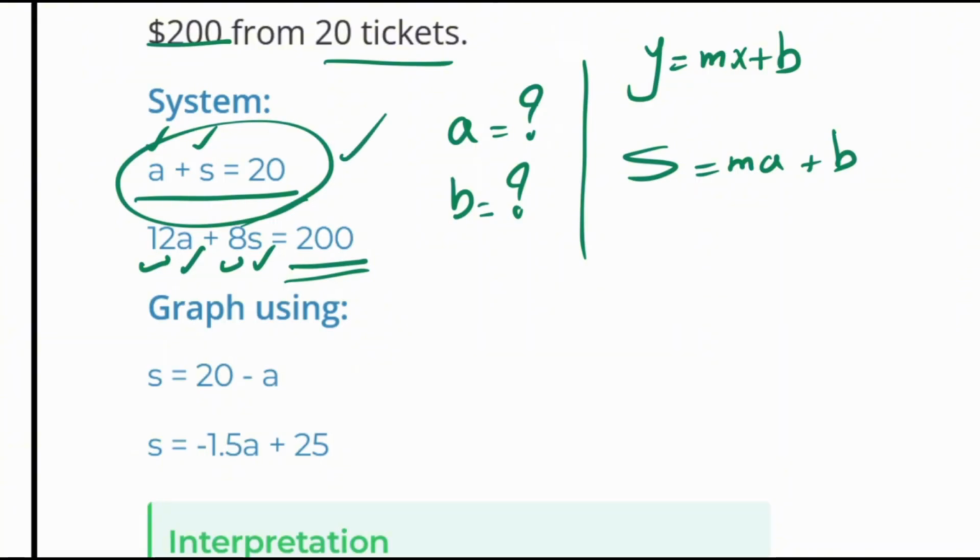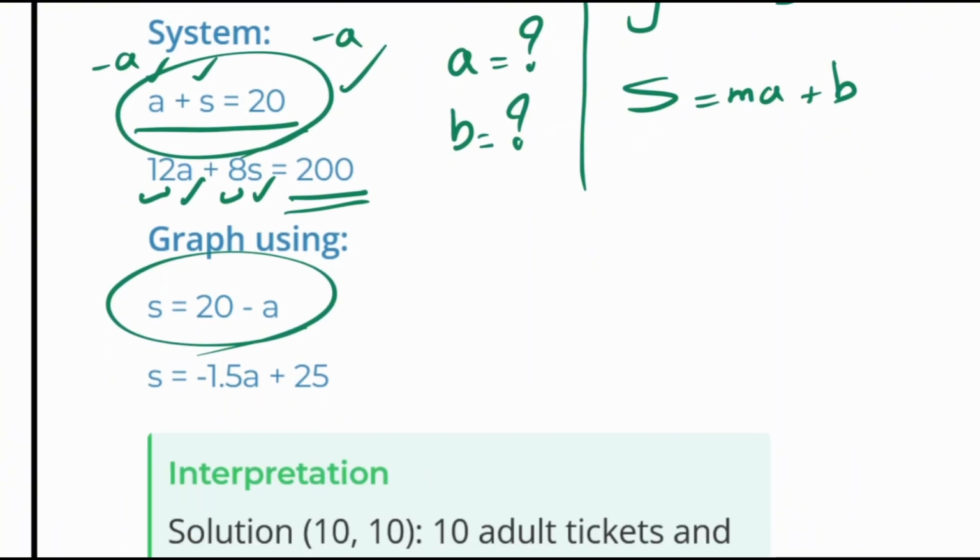So how can I have that? Subtract both sides by a. If I do that, I have s equals 20 subtracted by a itself. Simple. At another point, I do have 12a plus 8s equals 200. So it's going to be a two-step equation. If you guys remember from previous modules, if you don't know about that, you can just go over previous videos and completely understand what is going on.